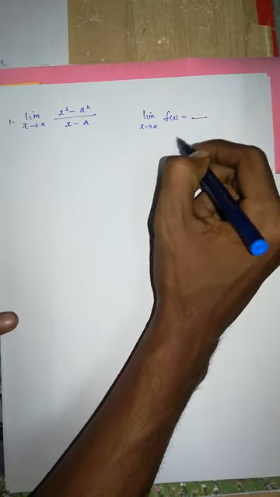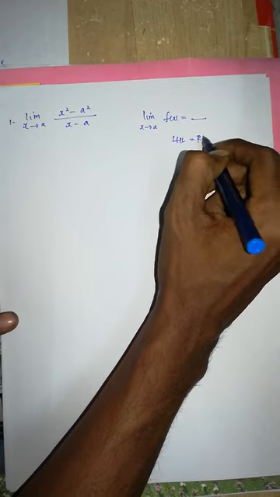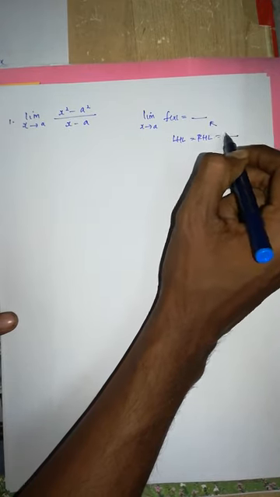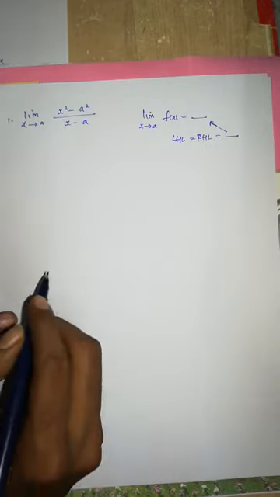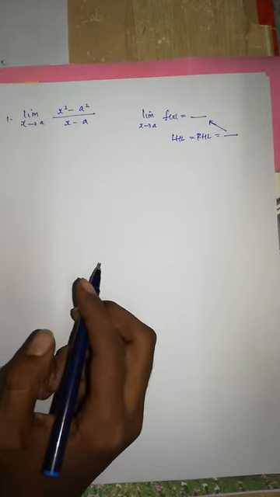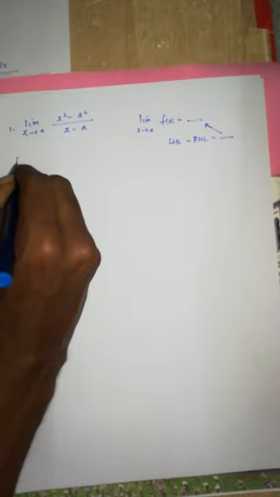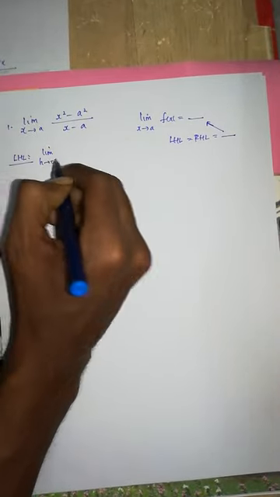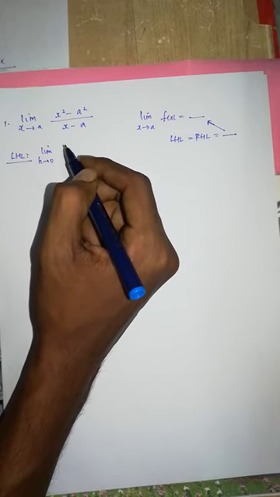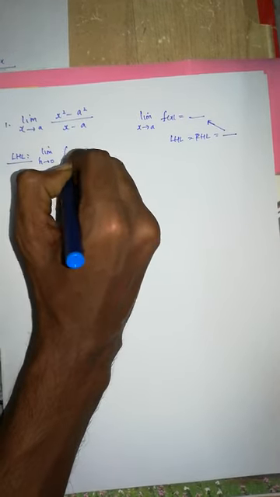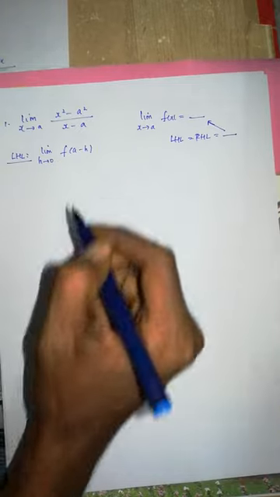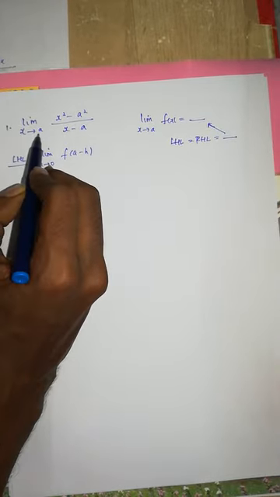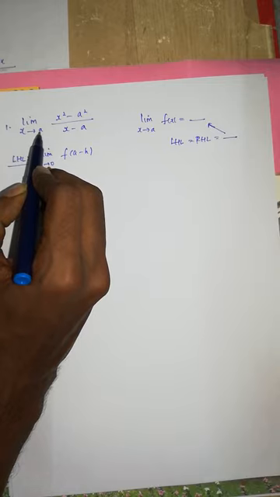That is, if the LHL is the same as the RHL, then this limit is the limit of the function. Now we need to find the left hand limit and the right hand limit. The formula for the left hand limit is limit h tends to 0 f of a minus h. Now when you look at this question, limit x tends to a, so a will be a.